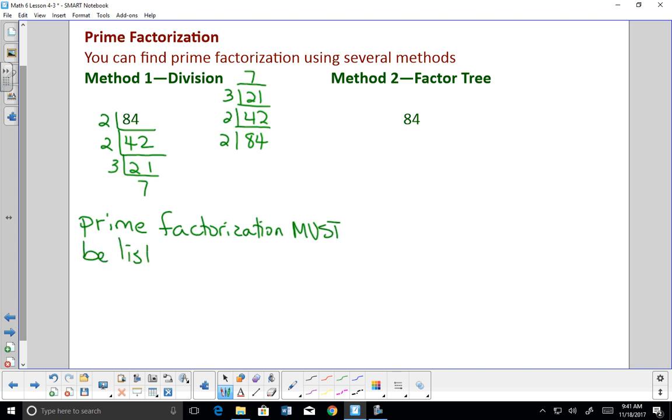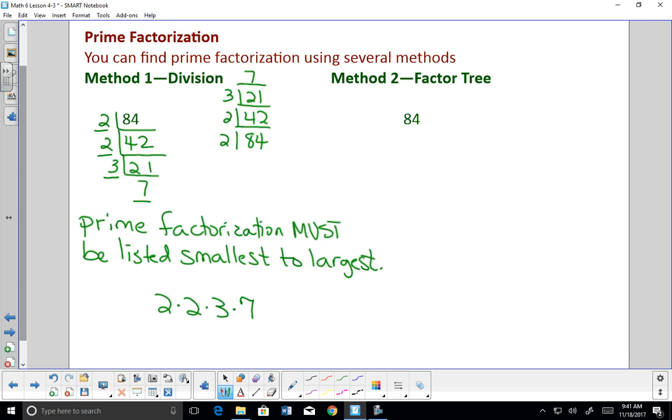And what do I mean by that? That means this. If I looked at this, I have 2 times 2 times 3 times 7. So 2 times 2 times 3 times 7. That's the prime factorization. The smallest number is 2, the largest number is 7, and the 3 is in between those.